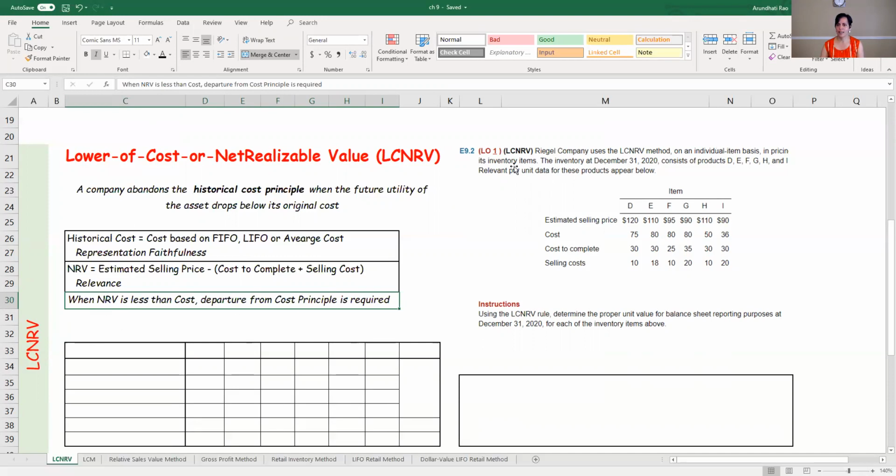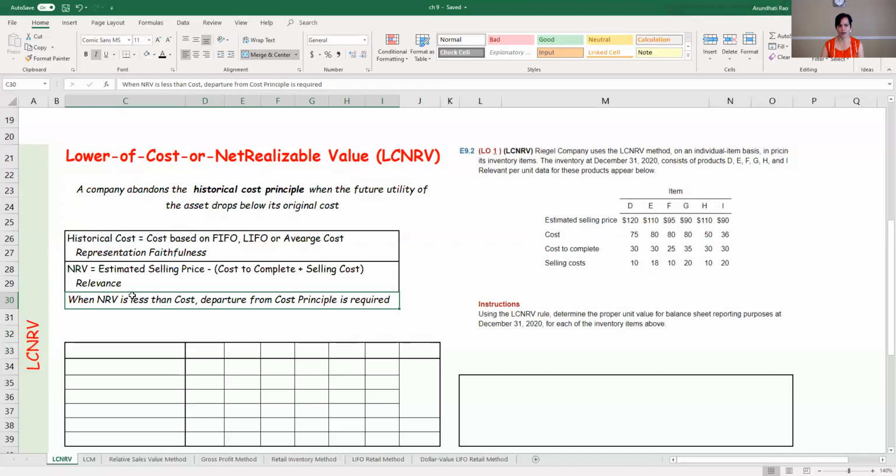So let's take a look at the exercise we have over here, and I'll show you how I work through it. We have a company that uses the LCNRV method on an individual item basis in pricing its inventory items. The inventory at December 31st, 2020 constitutes products. They've given us a variety of products, and they've given us the relevant information. So they've told us what the items are, what the selling price is, what the cost is, cost to complete, and selling cost.